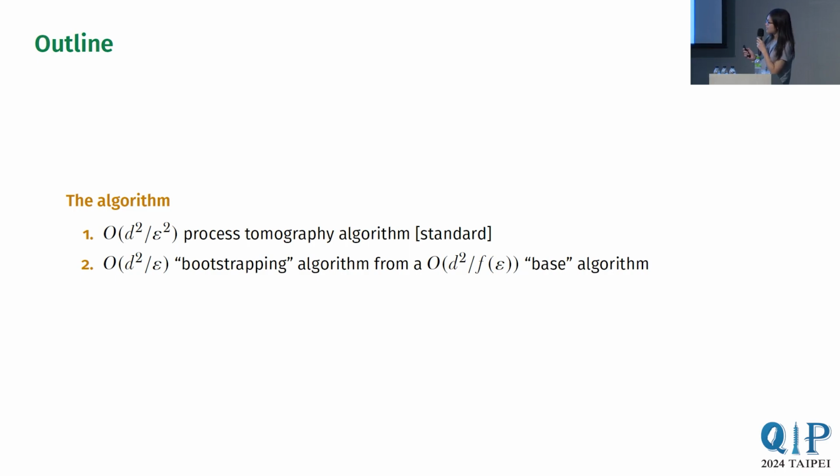And the second step is some bootstrapping algorithm that in a black box way converts any d squared over poly epsilon algorithm, or d squared over any scaling, into a d squared over epsilon algorithm. And so this is sort of the main contribution of our work.